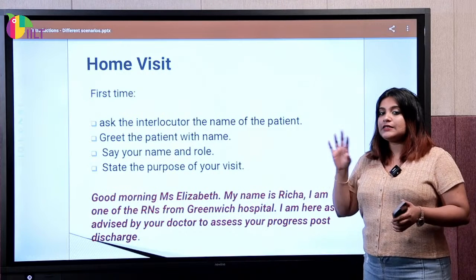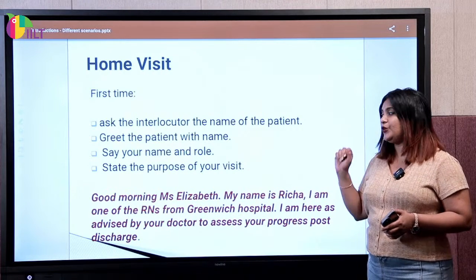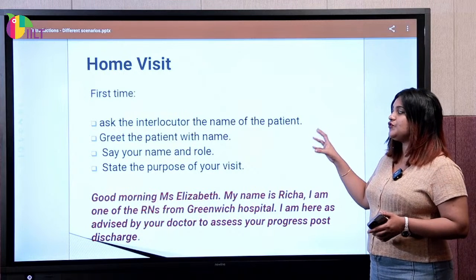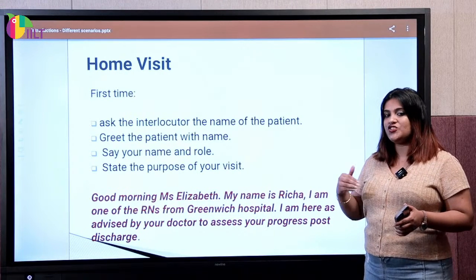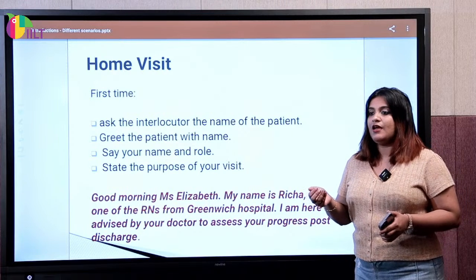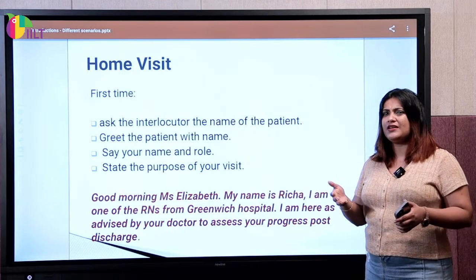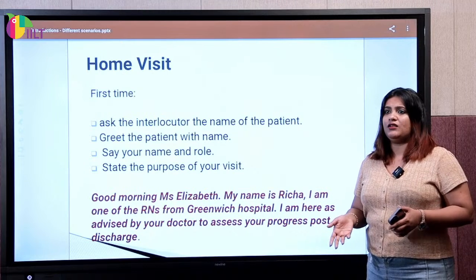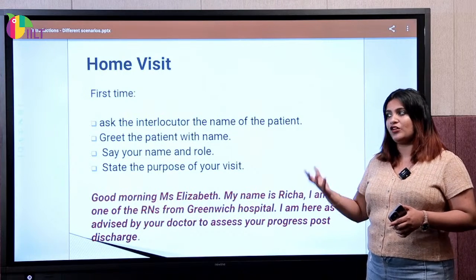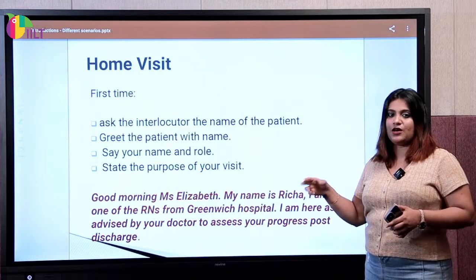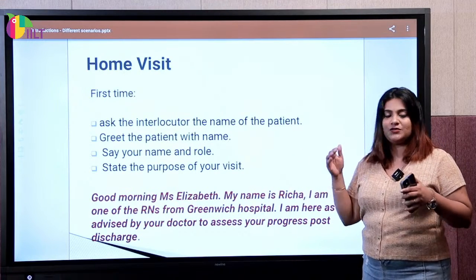So all these things indicate that you are doing it for the very first time. So what you have to do is ask the interlocutor the name of the patient, because you cannot just barge into a person's house without knowing anything about it. Even if you're going for an awareness program, you might have a record from the local body, the municipality or something, and they might have given you the details, and you will be walking in and checking, is this person's house? Without all these things, you cannot just barge into a house, at least there.